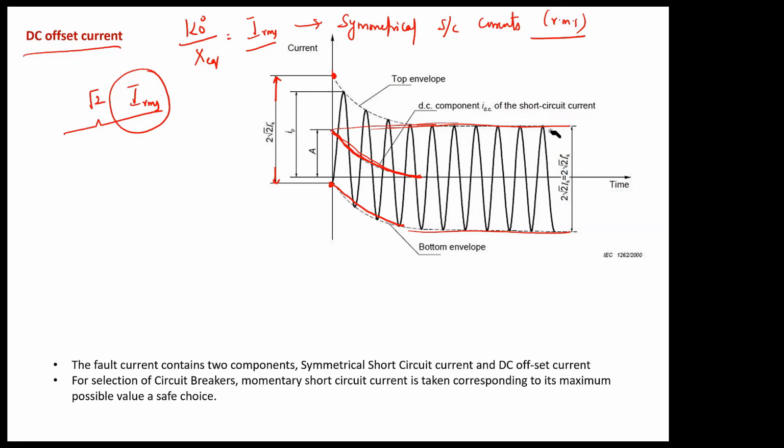Understand? So the concluding remark is that the fault current contains two components, the symmetrical short circuit current and the DC offset current. For selection of circuit breakers, the momentary short circuit current is taken corresponding to its maximum possible value, which is a safe choice for designing the circuit breaker.